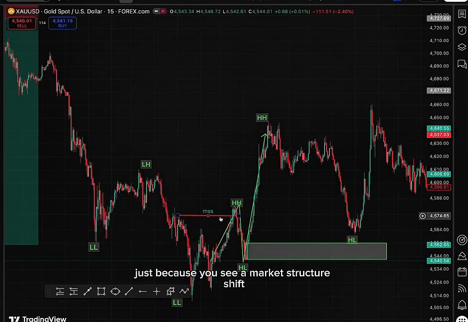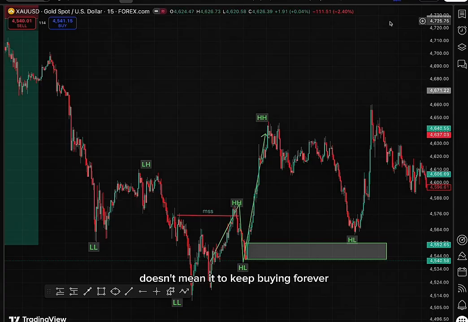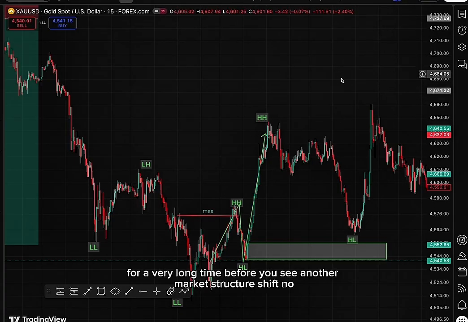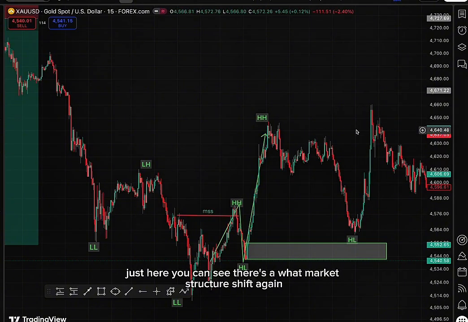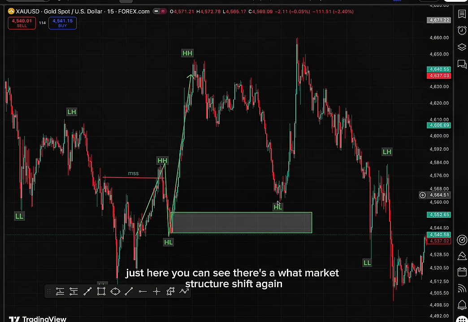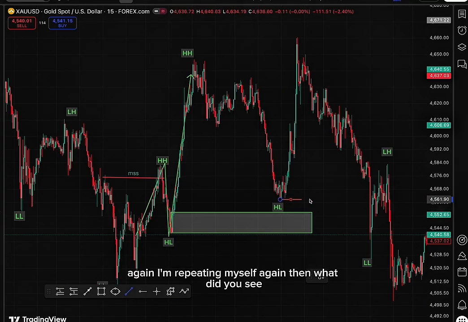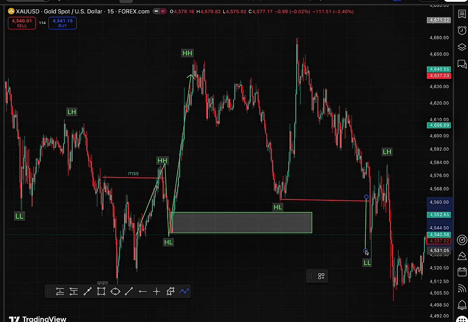And it keeps happening like that and like that till you see. Just because you say market structure shift doesn't mean you need to keep buying for a very long time before you see another market structure shift. No. After this buy, there can be another market structure shift just here. You can see there's a what? Market structure shift again. Then what did you see? A retracement. The lower high.